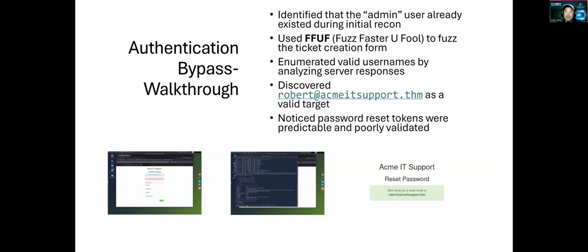In this room, I looked at the password recovery feature on the support.acmeitsupport.thm portal. Initially, I found that the admin user already existed through some brute forcing that I did. That got me thinking that other valid accounts might be discoverable. Then, as seen in screenshot 2, I used FFUF to fuzz the ticket submission form and started watching how the application responded to different email inputs. Eventually I found the email for the user Robert gave a slightly different response, which told me the account was real and worth targeting.